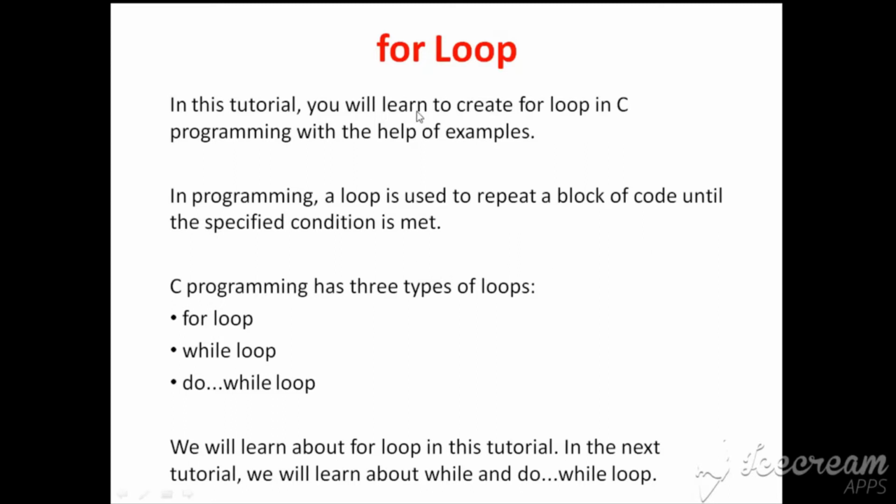So C programming has three types of loops: for loop, while loop and do while loop. Okay, so we will learn about the for loop in this tutorial. In the next tutorial we will learn about while and do while. So before starting the for loop, we have to know about the syntax of the for loop.